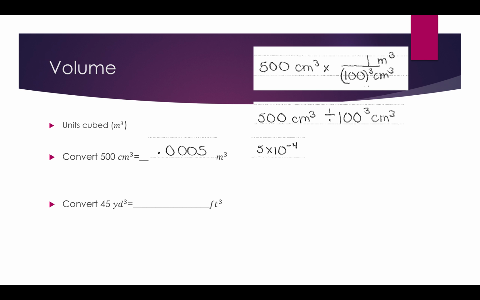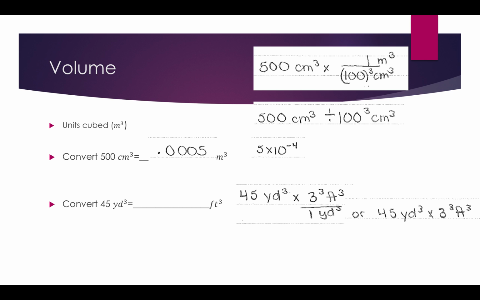Also in volume, I could be using the English system, so yards, feet, and inches. Still going to do the cubing. This time I'm going from my big unit to my small unit. I'm going to get rid of my yards, so feet go on top. And the number always goes with the smallest unit, so in this case, it's 3. There are 3 feet in a yard, and I'm going to cube that.